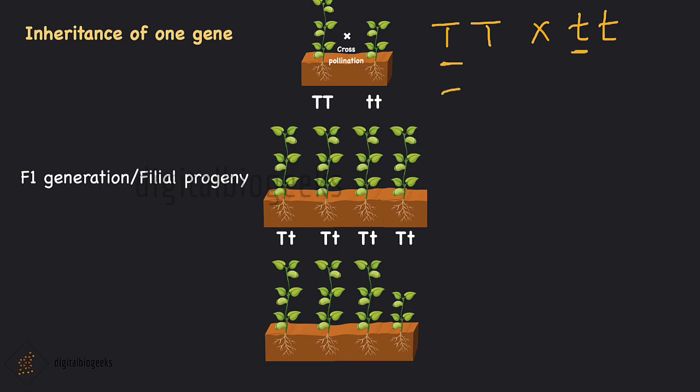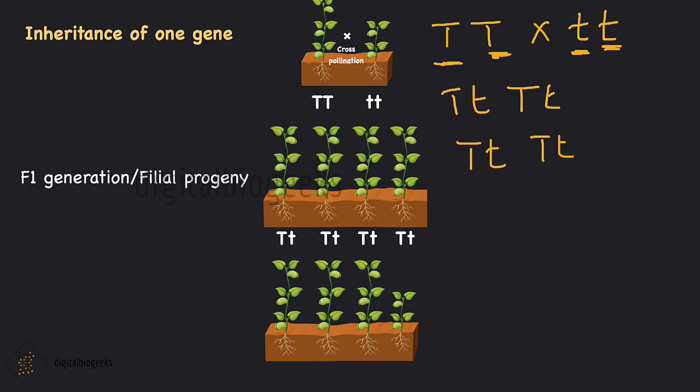These two join together, the first one and last one, then second one and first one, second one and last one. Thus he got 4 capital T and small t plants. Even if the genotype has small t in it, all the plants were tall.